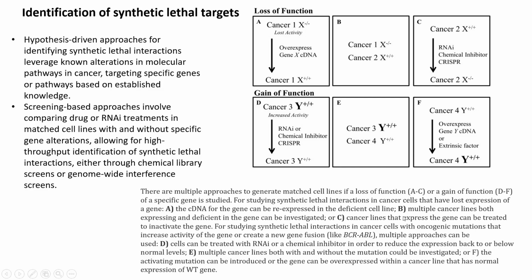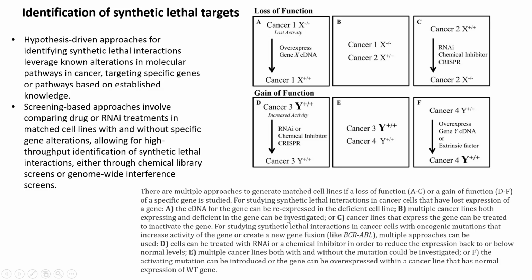The cancer cell lines that express the gene can be treated to inactivate the gene for studying synthetic lethal interactions in cancer cells with oncogenic mutants that increase the activity of the gene or create new gene fusion. Multiple approaches can be used. So basically what happens is, after you have two types of cells, you can use RNA interference or other methods basically to convert this wild type to a knockout. And there can be multiple approaches to doing that.